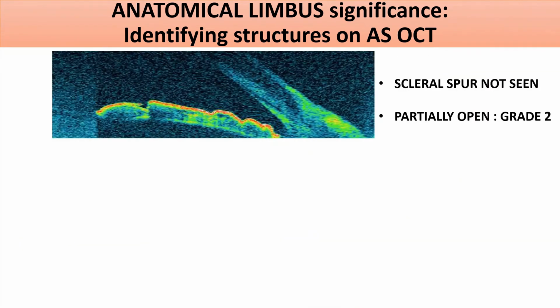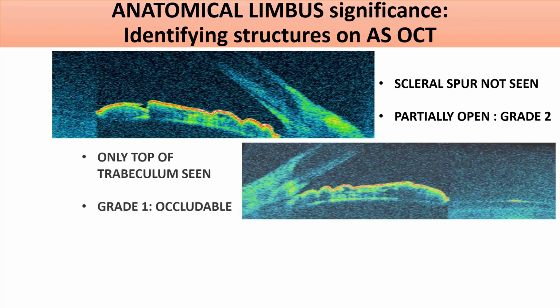Now look at this OCT image. We can see the triangular trabecular meshwork, but we can't really delineate its posterior extent. It is somewhat merging with the root of the iris in this photo, and there is no view of the scleral spur. So in this photo, this is a partially open angle. Probably this is grade 2 as per Schaffer's classification.